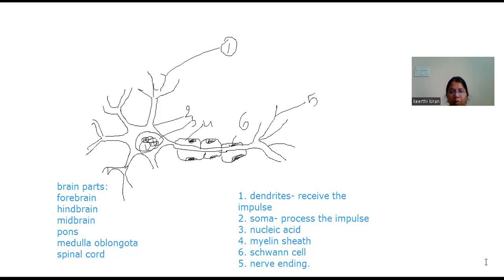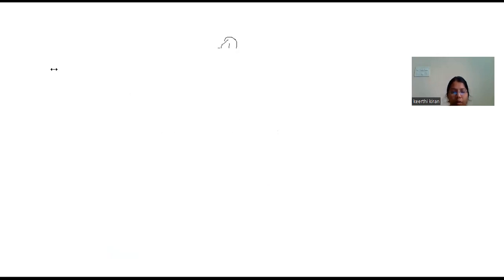Next, let's see about the peripheral nervous system. What is the peripheral nervous system? How does it differ from the central nervous system? The central nervous system includes only the brain and the spinal cord. The peripheral nervous system covers the rest of the body organs and body parts. It consists of the nerves given out by the brain and the spinal cord.